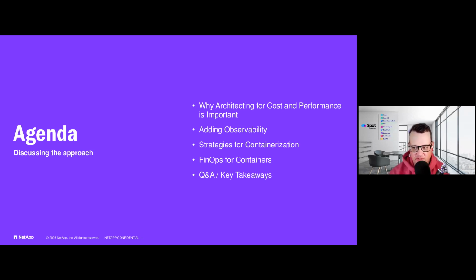So what we're going to discuss today is how we architect for containers using platforms like Kubernetes and other orchestration platforms, and why architecting for cost and performance is an important thing that we need to keep in mind. Why observability is today's strongest buzzword, but why it needs to be included in your architecture. Strategies for containerization, and then FinOps for containers. And then we'll have a Q&A at the end with some key takeaways.